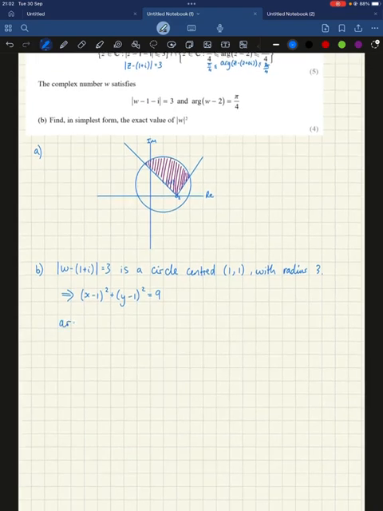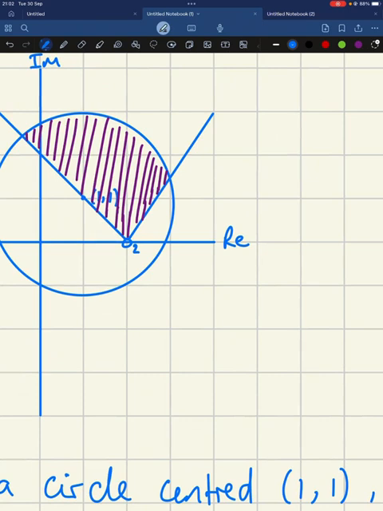Okay, now the next one. So the argument of w minus 2 plus 0i equals pi by 4 is a half line from 2, 0 at an angle of pi by 4, and that's this line over here. So we have to find the equation of this line. It passes through 2, 0 and has pi by 4 as an argument.